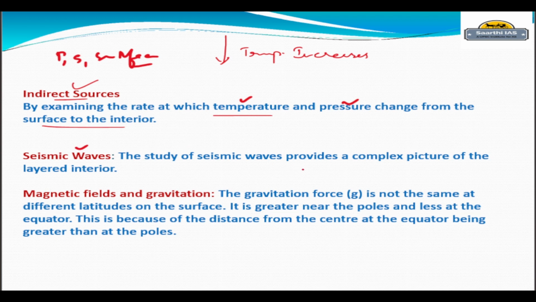Seismic waves have a very different nature. Some waves pass through solids, some through liquids, some through both solid and liquid, and some only through solids and not liquids. So they have very different characteristics. The study of these seismic waves provides a complex picture of the layered interior.